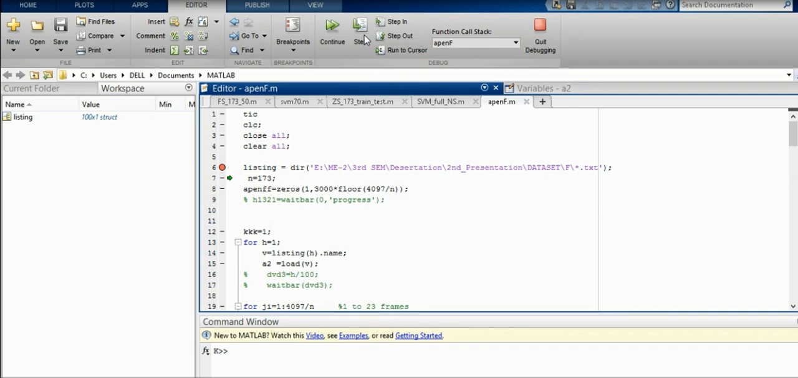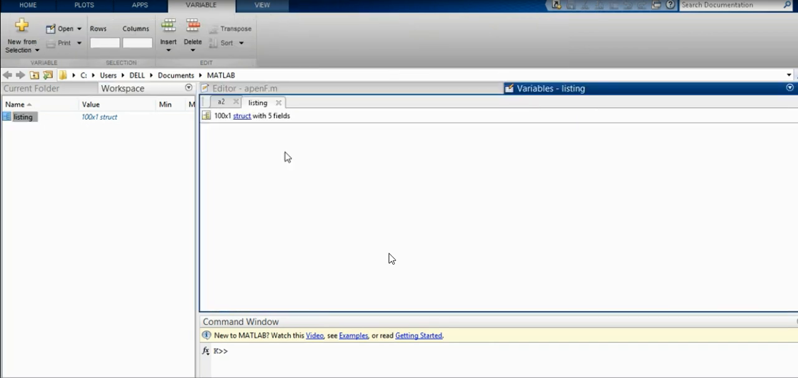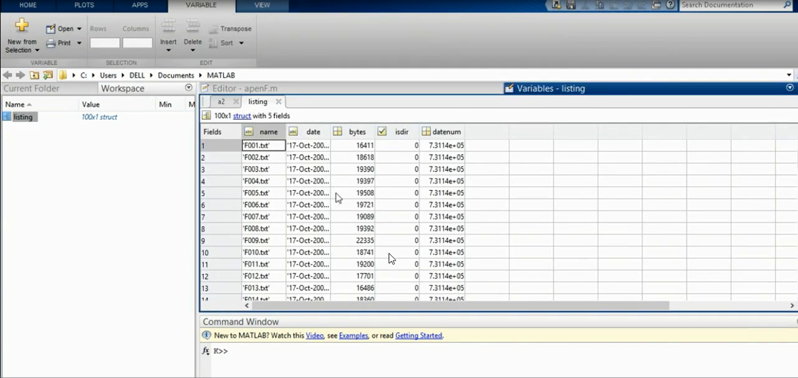Here there are 5 frame sizes: 173, 256, 512, 1024 and 2048, but for this code it is 173 frames, so the data is divided into 173 frames. Then here we list all the data, meaning we call the files. Here F, we call the F data set. The F data set contains 100 file sets, right? So first of all we call all 100 file sets. Here it shows that we called all 100 file sets.